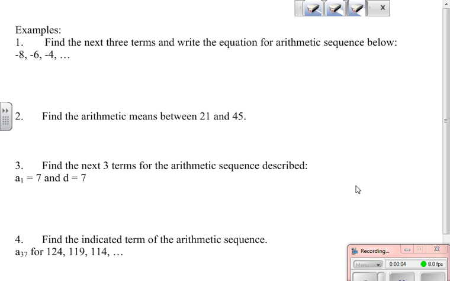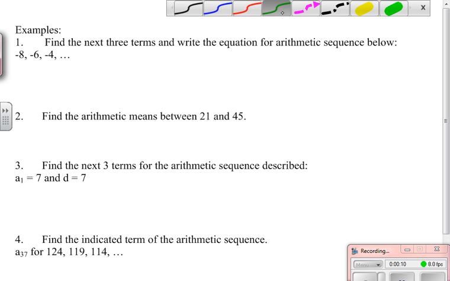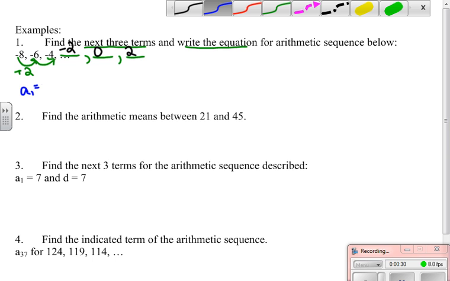2 is going to go on with the examples. So finding the next 3 terms and write the equation. It's pretty easy to see when we look at this pattern that we're adding 2. So when I think about the next 3 terms, we're looking at -2, 0, and +2. This means that a sub 1, the first term, is -8, and d is +2.